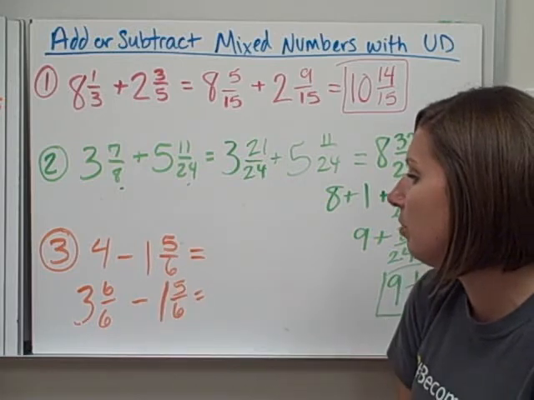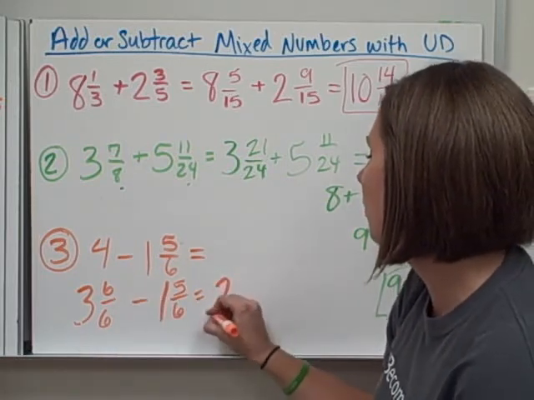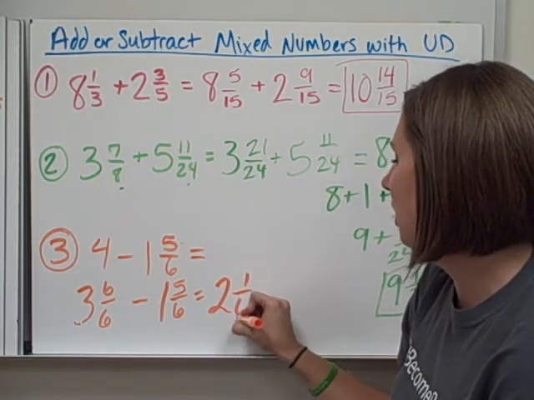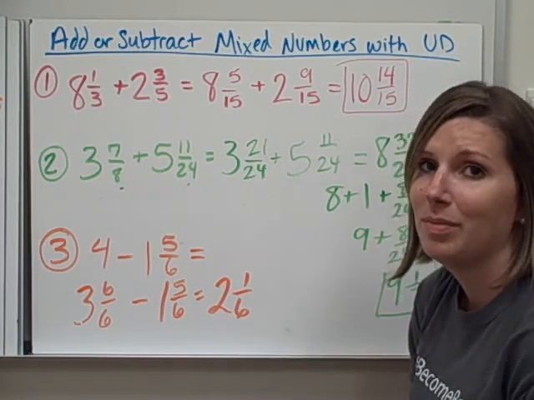This is actually a subtraction problem, so I'm going to go ahead and subtract. 3 minus 1 is 2. 6 minus 5 is 1. Keep the denominator. So my final answer for that problem is 2 1/6.